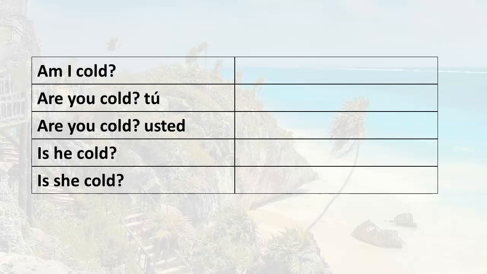So now how would you ask the question, am I cold? Remember to reverse the word order, so verb first, then subject pronoun. Am I cold? ¿Tengo frío? It normally would be tengo yo frío, but we don't need to use the yo because of the tengo form. Are you cold? Normally it would be tienes tú frío, but we don't need to use the tú, so ¿tienes frío?